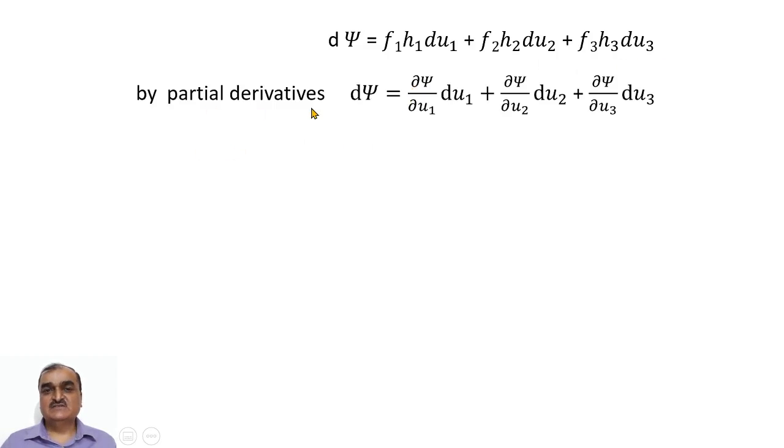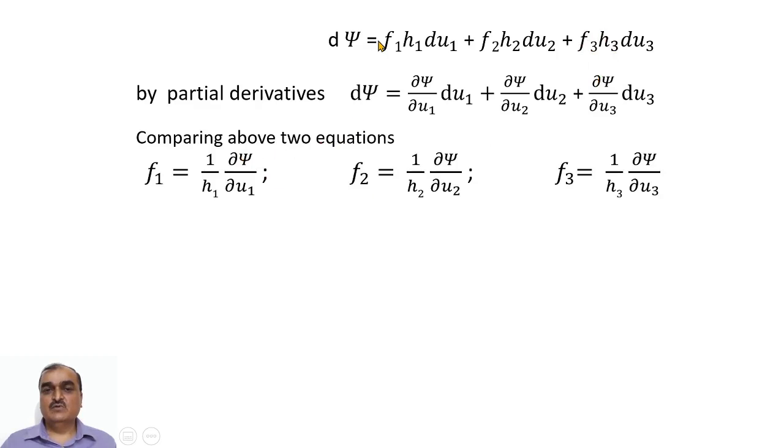But by the definition of partial derivatives, because psi is a function of u1, u2, u3, the small change d psi is equal to del psi by del u1 into du1 plus del psi by del u2 into du2 plus del psi by del u3 into du3. Let us compare these two equations. Then del psi by del u1 is equal to f1 h1, del psi by del u2 is equal to f2 h2, comparing the coefficients of du1 and du2, and del psi by del u3 is equal to f3 h3.